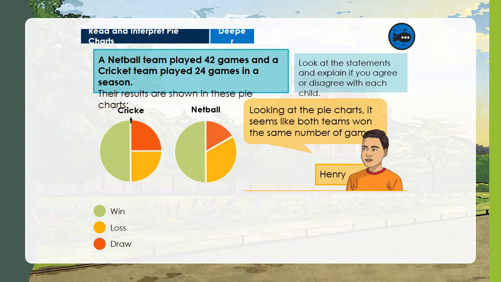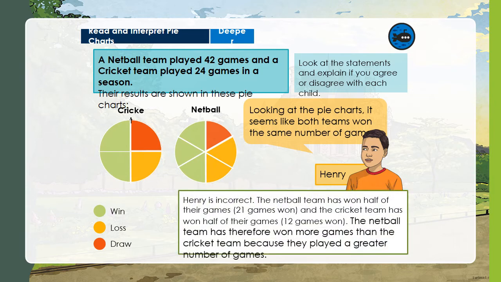Have you thought about your answer? Super. Let's discuss. We can see that the cricket team played 24 games in total. We can see that they won half of their games. What is half of 24? Yep, that's right, it's 12. Whereas the netball team also won half of their games, but they played 42 games. And what is half of 42? 21. So, Henry, I'm afraid you're incorrect.